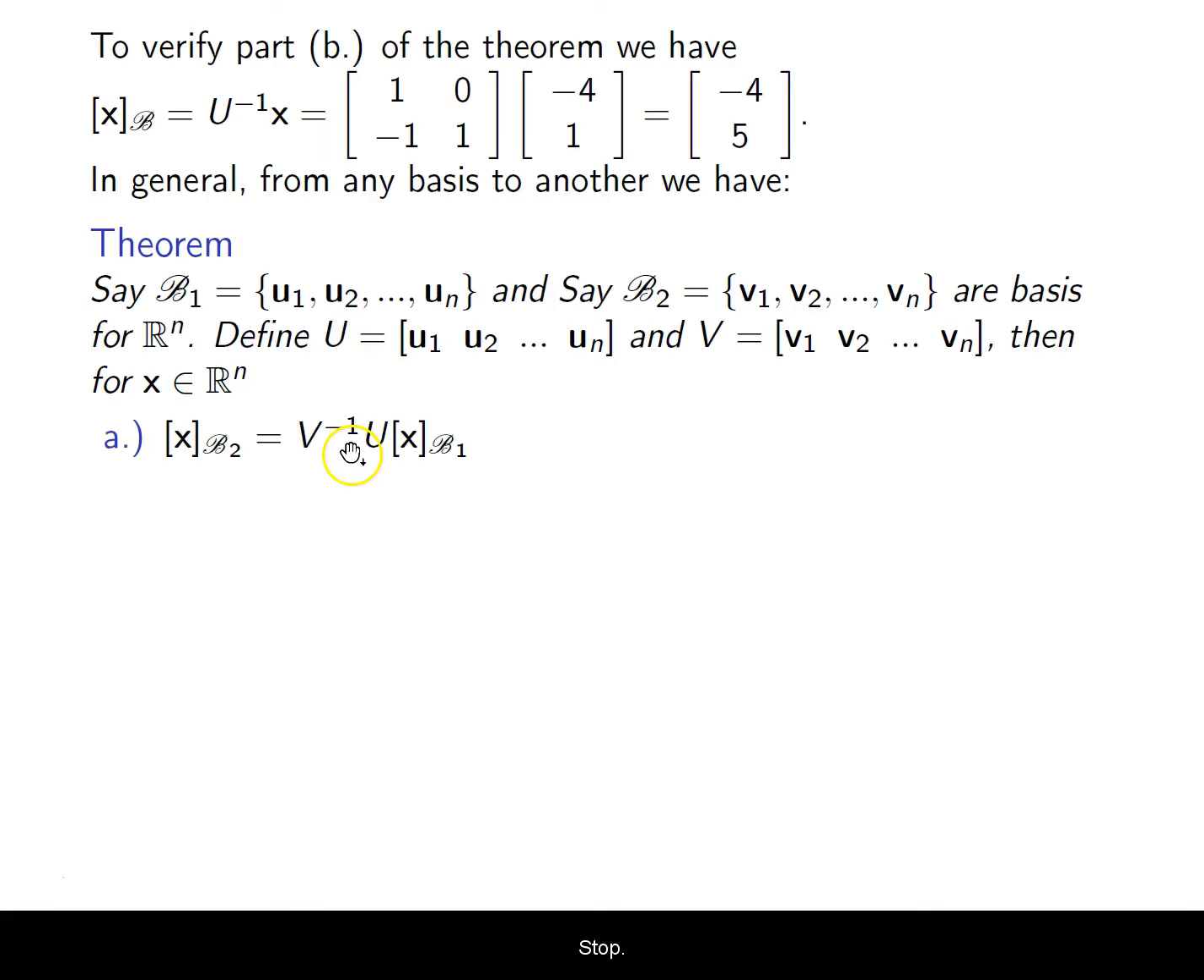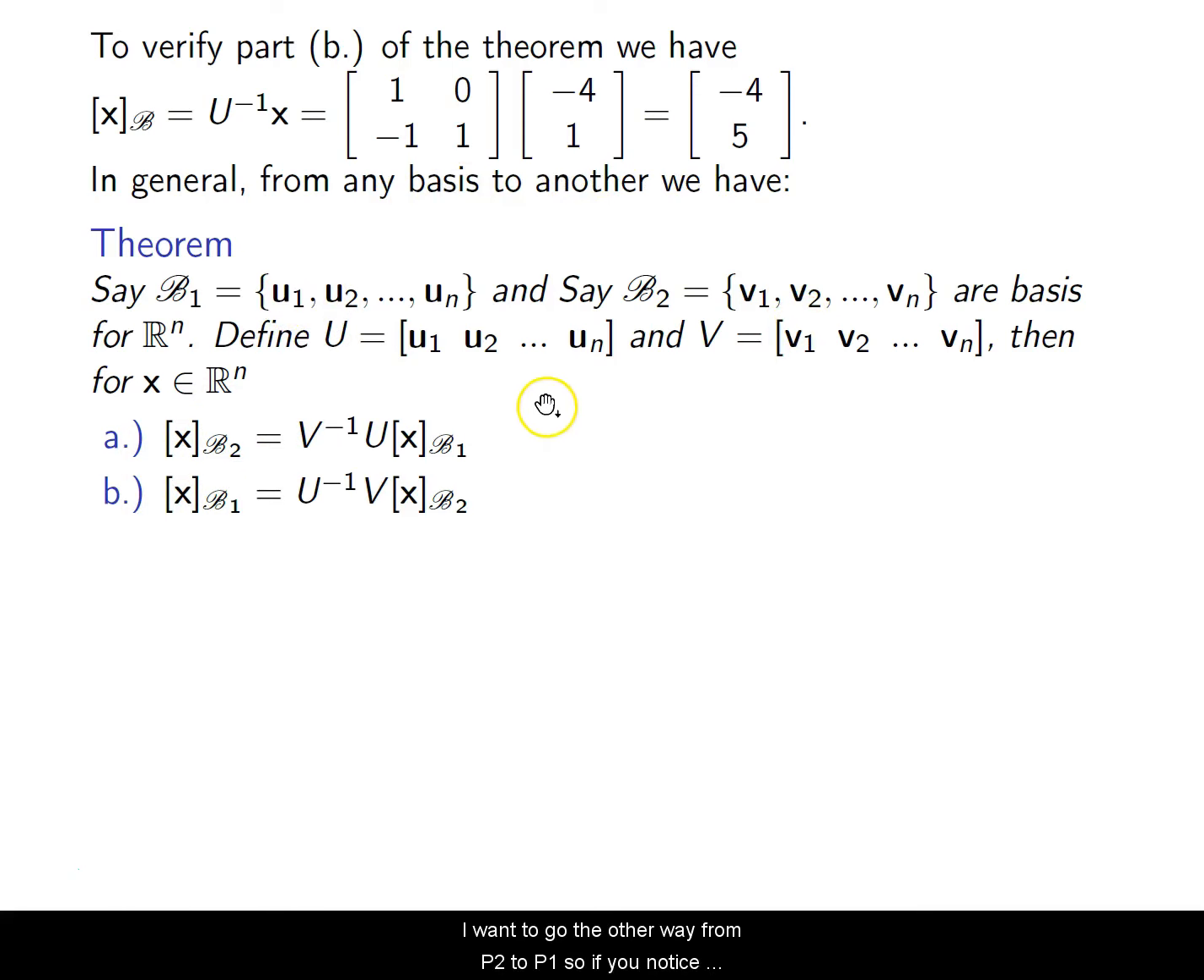Okay, so if I want to look at what x looks like under B2, the V stuff, my formula is V inverse, this matrix inverse, times the matrix U times my vector in the B1 representation. So what I'm doing is going from B1 into B2. I'm already in B1, and I multiply by these matrices in a way that I end up with my vector in the B2 representation. So this first one is going from B1 to B2.